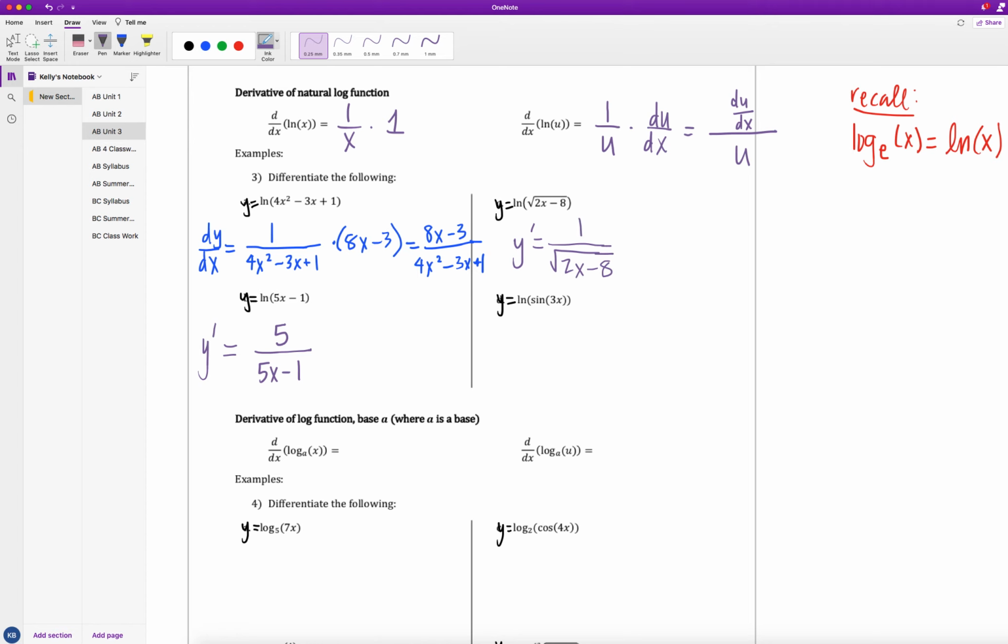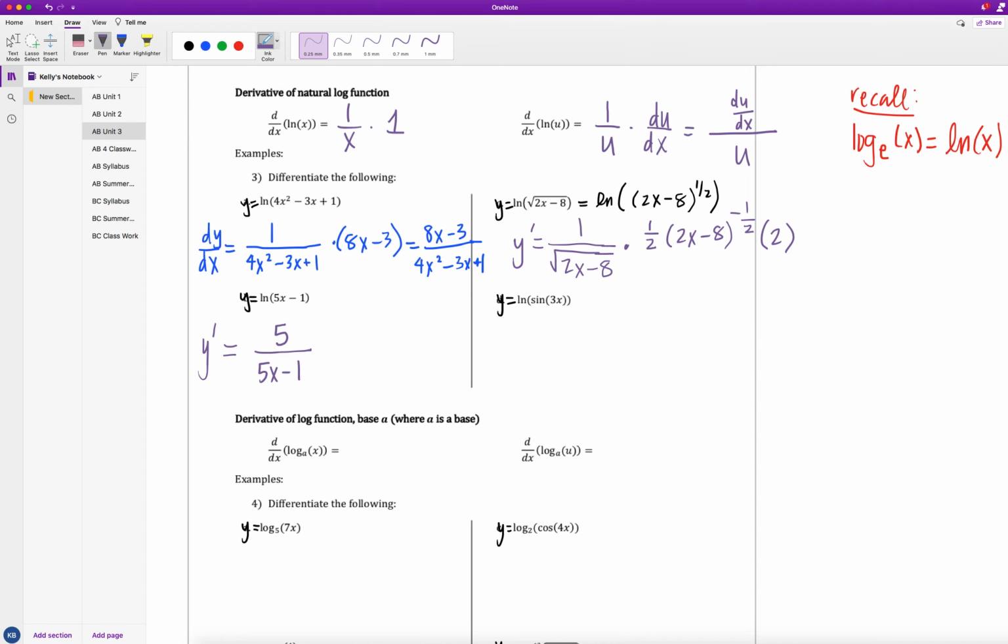I would have 1 over that times, now I have to take the derivative of the square root of 2x minus 8. Well, let's think about how we could rewrite this. I could rewrite that square root as 2x minus 8 to the 1/2 power. So from there, when I take the derivative of 2x minus 8 to the 1/2 power, that's another chain rule. So the 1/2 comes down, keep the 2x minus 8 the same, now to the negative 1/2, times the derivative of the inside there, which would be 2. And that is all in the numerator.